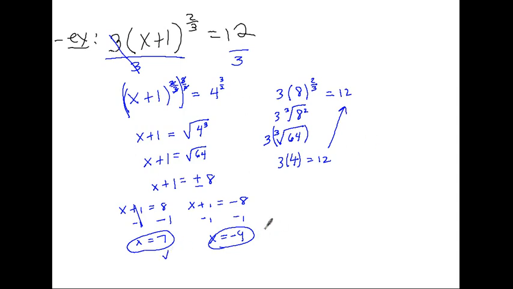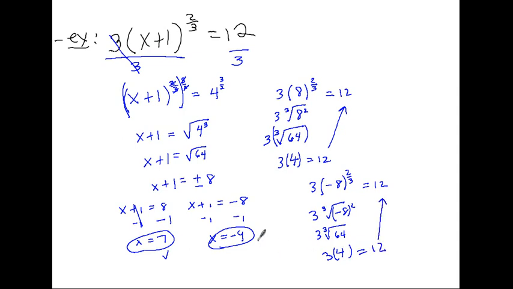When we plug in negative 9, just to check everything out there, we get 3 times negative 9 plus 1, which is negative 8, to the power of 2/3. This, of course, should equal 12. And when we do 3 times the cube root of negative 8 squared, remember this is the same thing because negative 8 to the second power is also going to give us the cube root of 64. And we just saw that the cube root of 64 is 4. When we multiply that by 3, we also obtain 12. So this one also checks out.